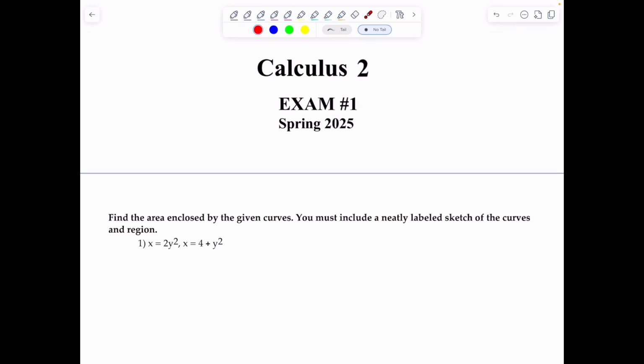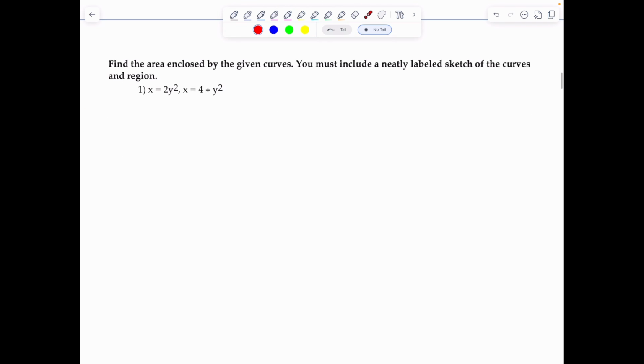Question 10. Find the area enclosed by the given curves. You must include a neatly labeled sketch of the curves and region. And we have x equals 2y squared and x equals 4 plus y squared. So hopefully, based on some pre-calc and previous math knowledge, you can recognize that both of these are parabolas opening to the right, since we have x as a function of y.